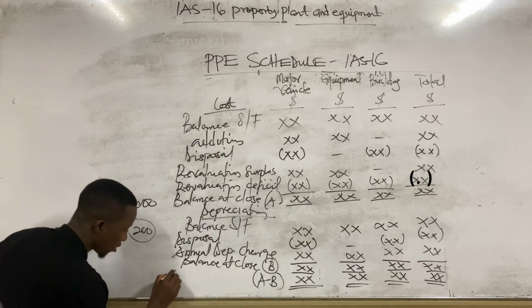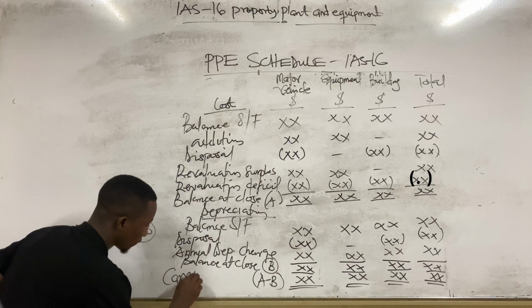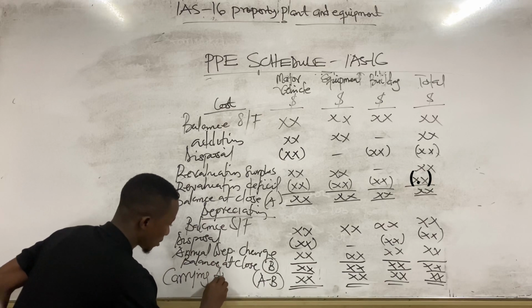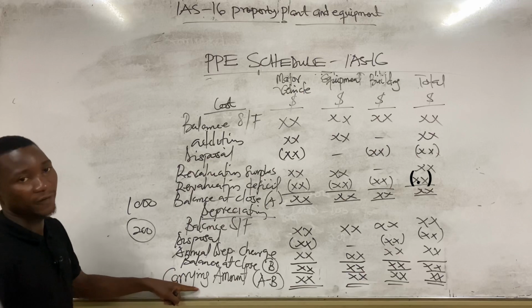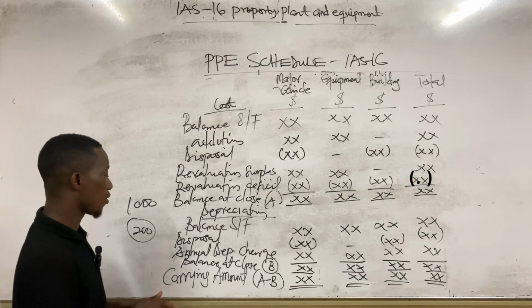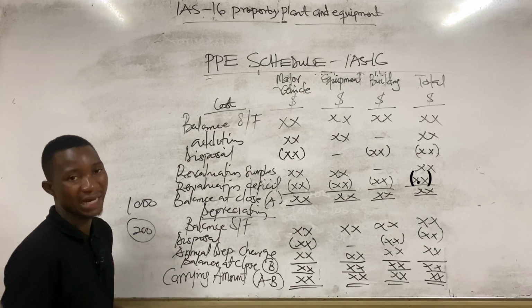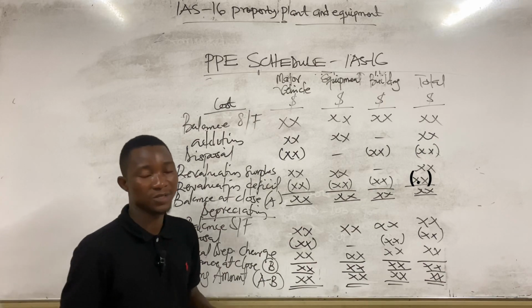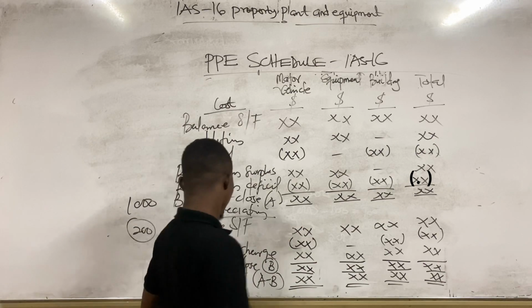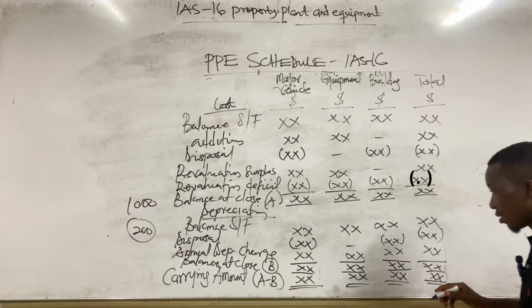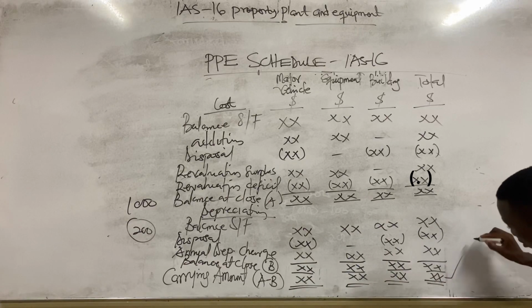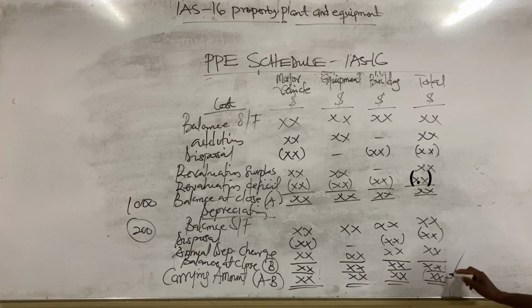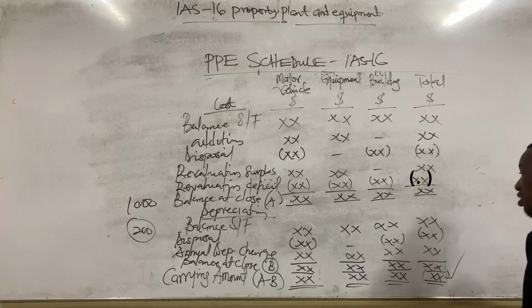And this becomes the carrying amount. This is what we are looking for, the carrying amount. It is the carrying amount that we will recognize in the final statement of financial position. Is that okay? So that we come and pick the total carrying amount. The total carrying amount is this. We come and pick this total carrying amount, and we will recognize this in the financial statement.